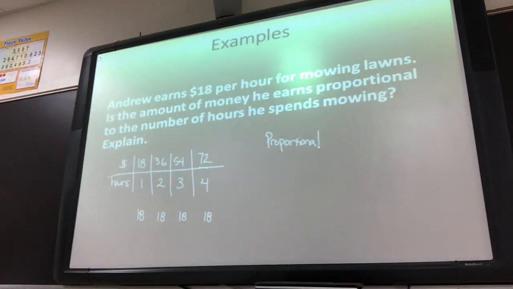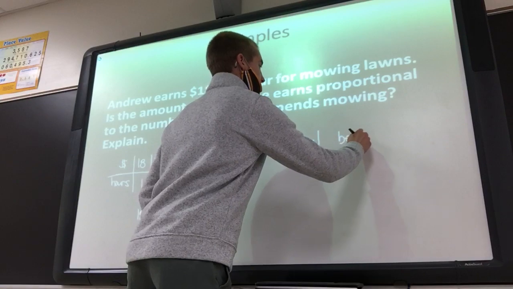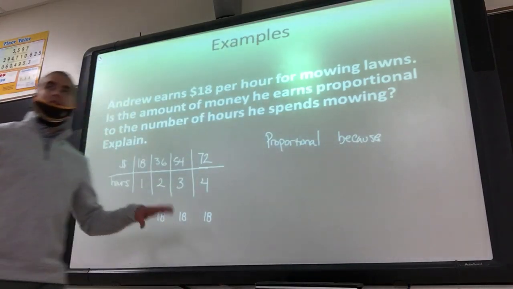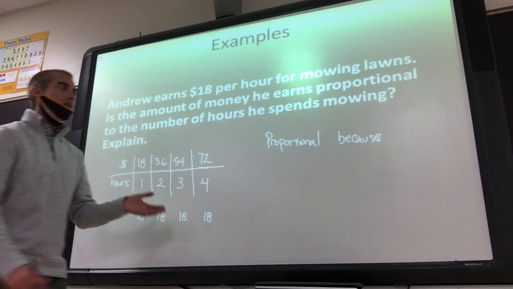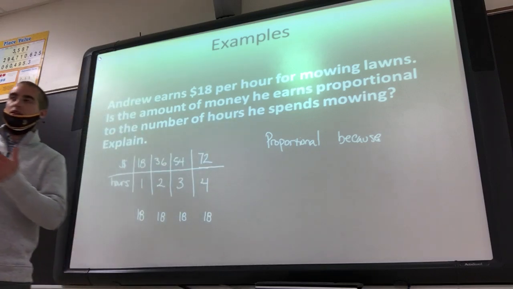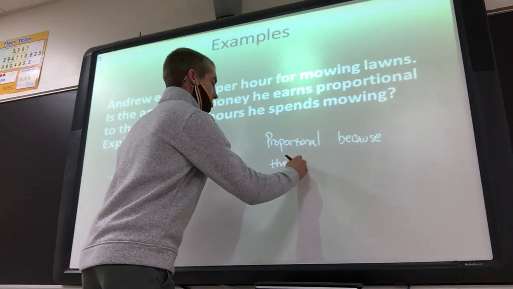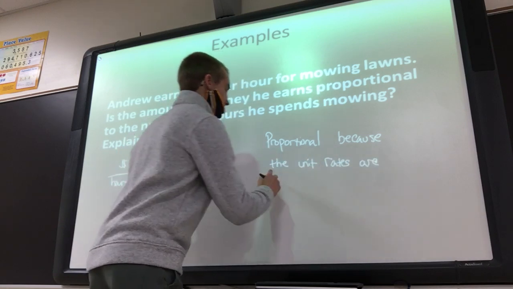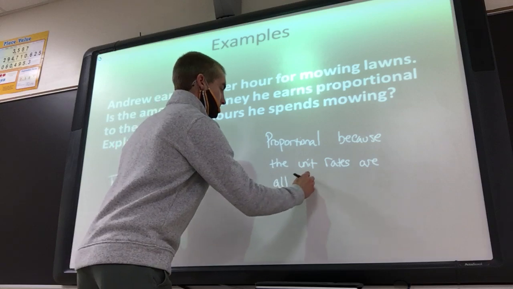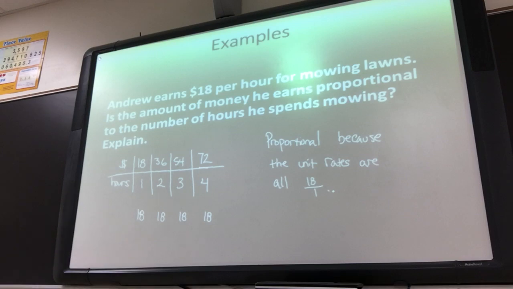And it also tells us to explain. So you need to make sure that we say it's proportional because, for this one, we found the unit rate. And the unit rates were all the same. So the reason we would give is that all the unit rates are 18, or 18 over 1. So it's proportional because the unit rates are all 18 or 18 over 1.